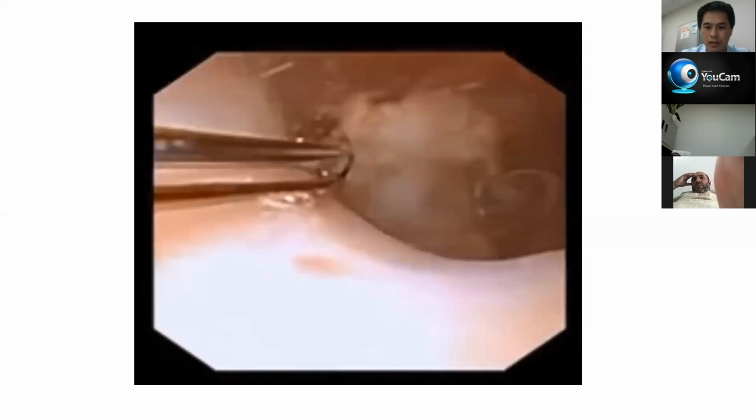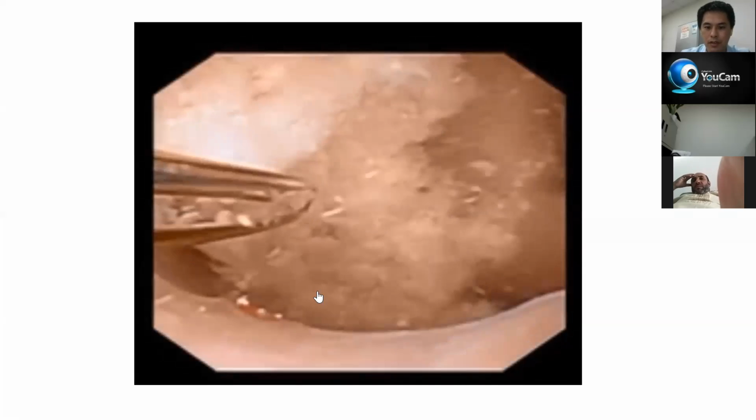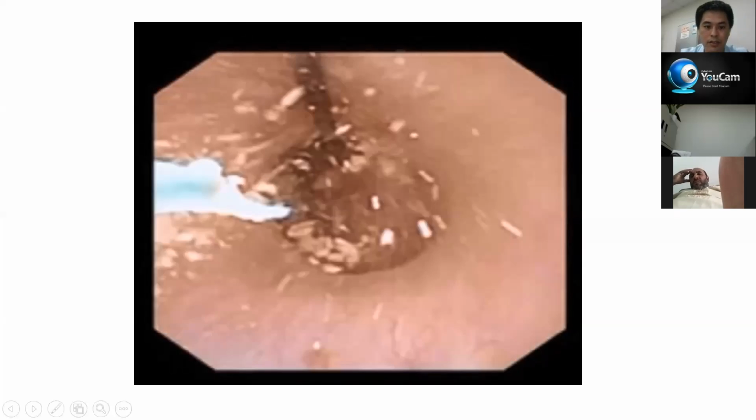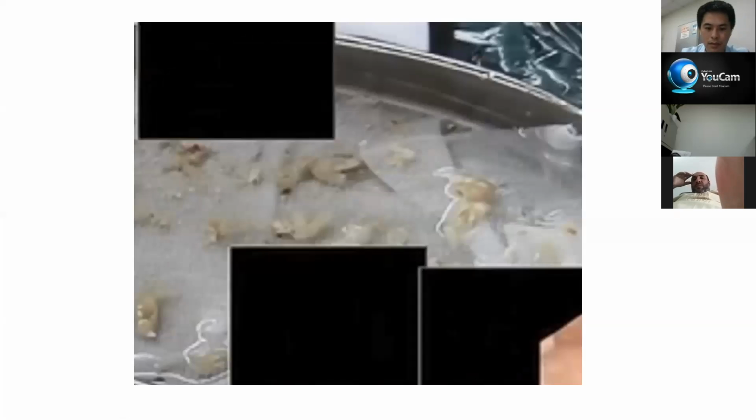You can see we use the basket almost the whole time. And it checks. This is the pus substance.